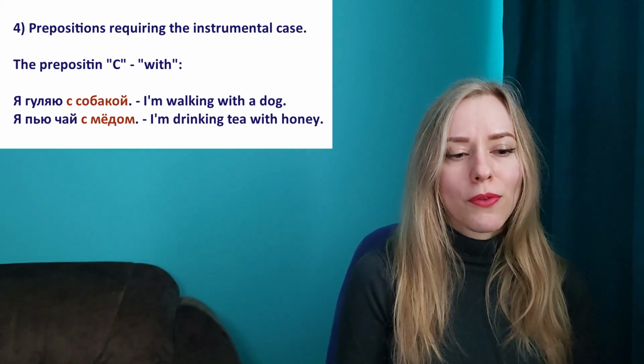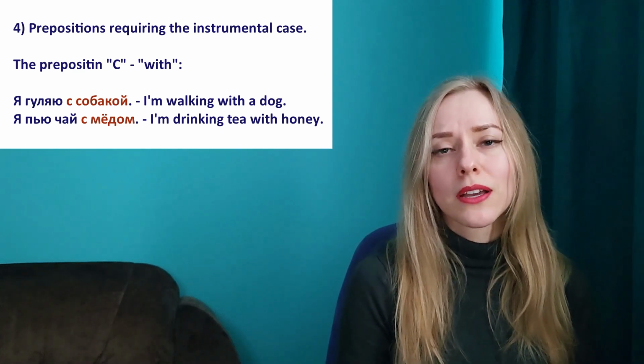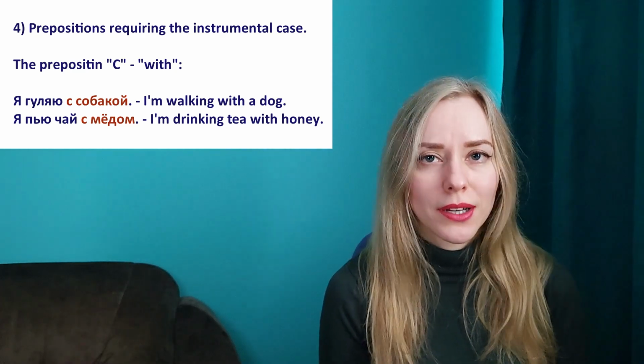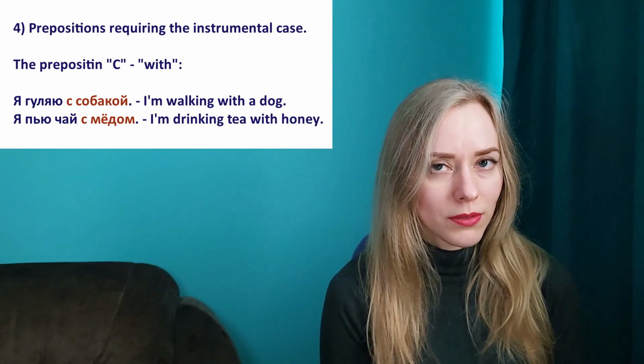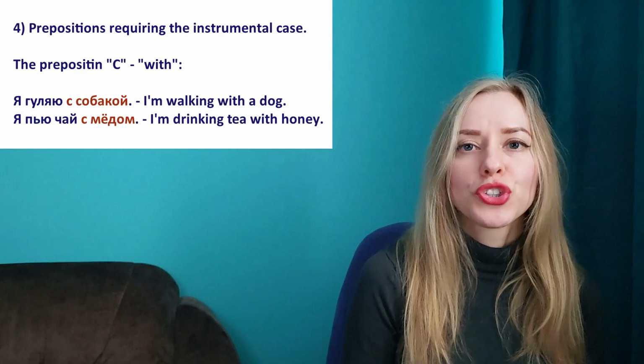We use the instrumental case also with many prepositions. One of the most common prepositions is с, which means with. For example, я гуляю с собакой. With dog. It's the instrumental case. Or я пью чай с медом.